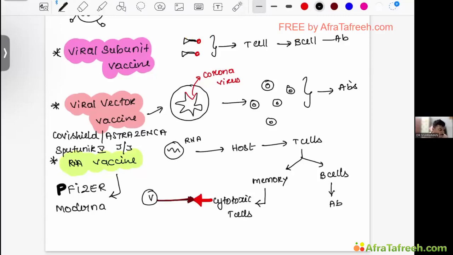Which of the following has been recognized as a significant risk factor for development of ARDS and death in patients with COVID-19? Decreased LDH, decreased D dimer level, neutropenia, lymphocytosis. What can be the answer? Neutropenia here. So increased LDH, increased D dimer, lymphopenia should be there.